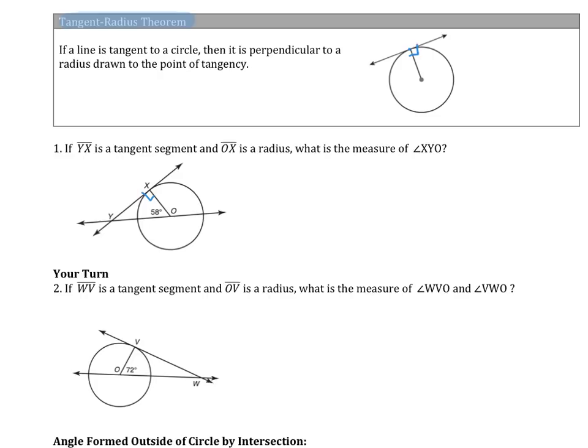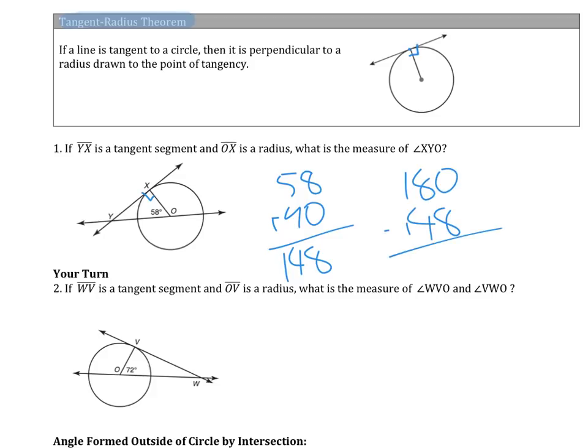Well, now we have a triangle there. All three angles in the triangle add up to 180. So I have 58 plus 90, so that's 148. And then I just go 180 minus that 148. And that gives me 32. So then that angle is 32 degrees.